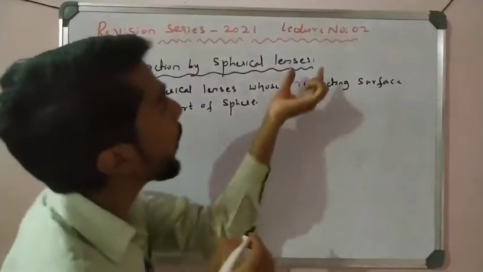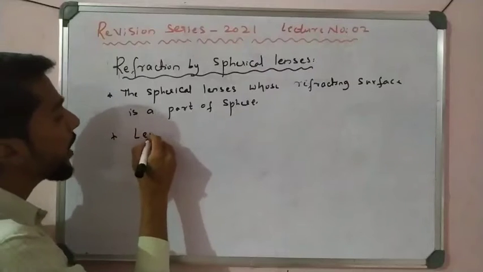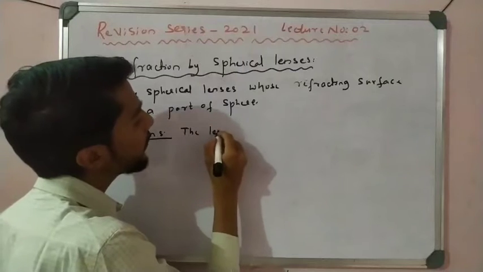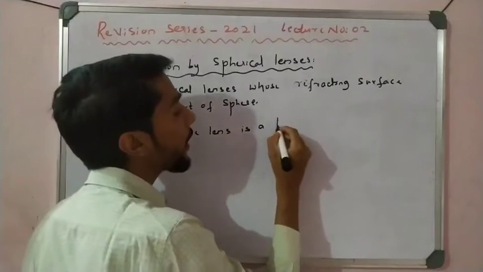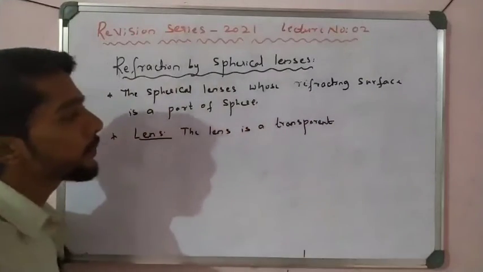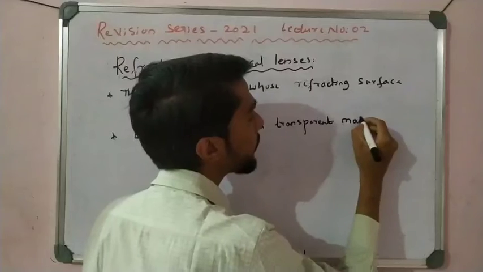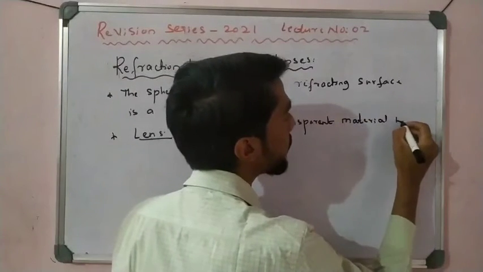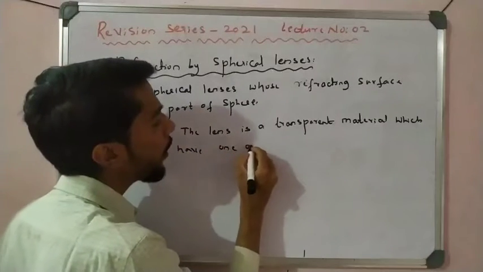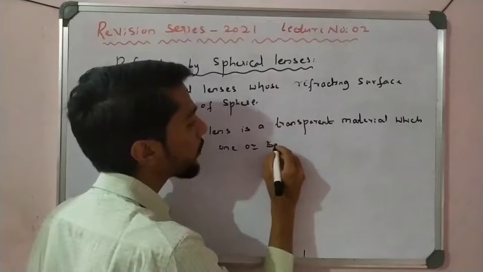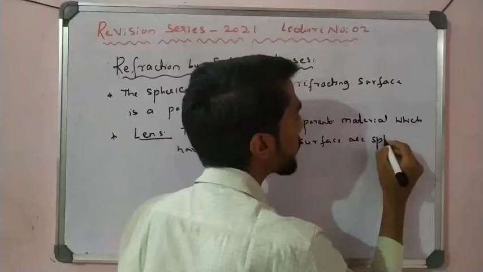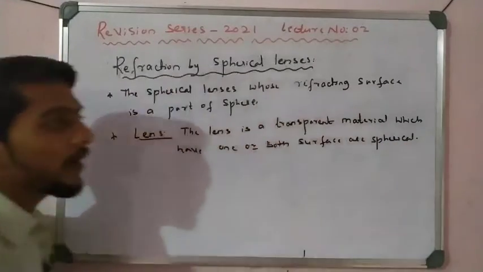Now come to the meaning of a lens. If they ask what a lens is, it is simple, right? A lens is a transparent material which has one or both surfaces spherical. That is called a lens.